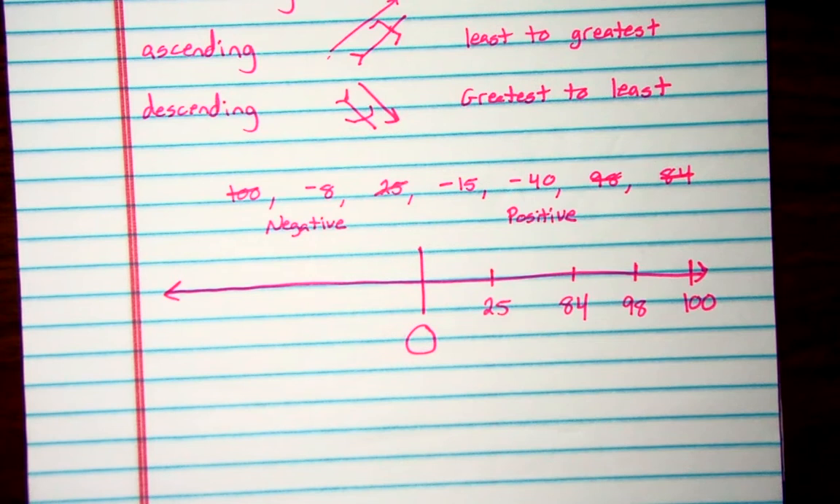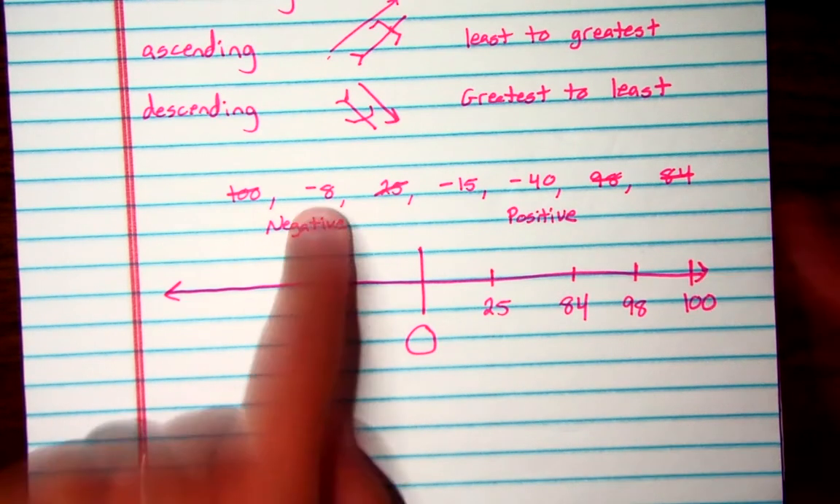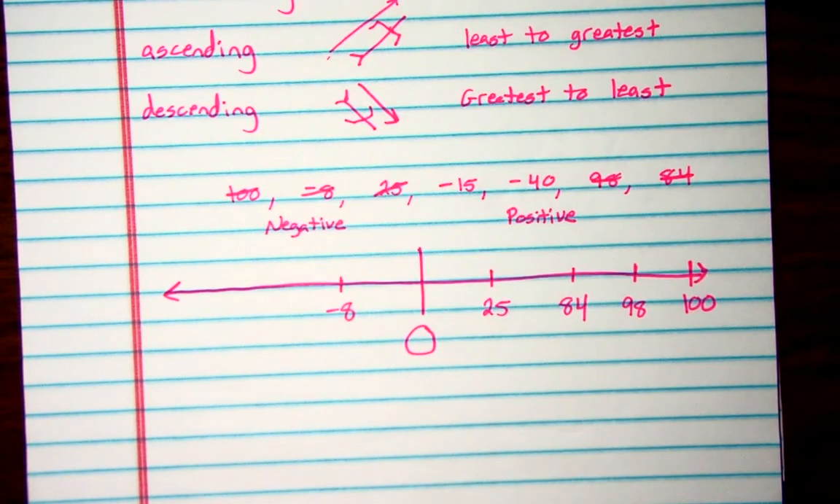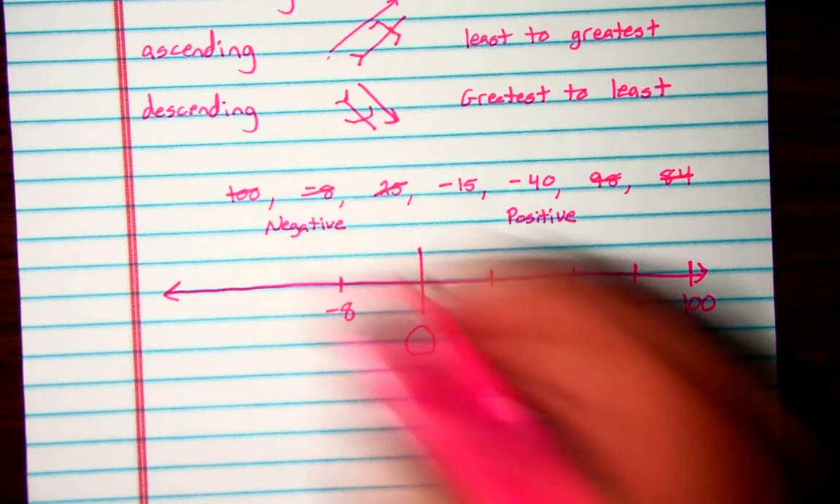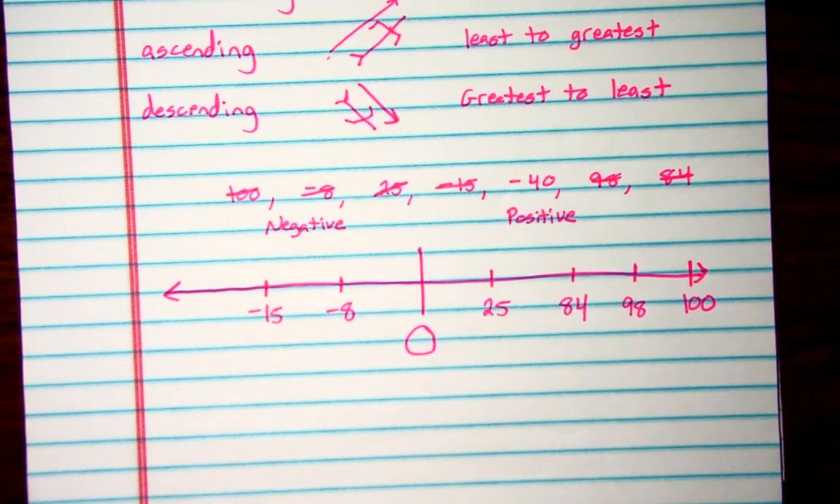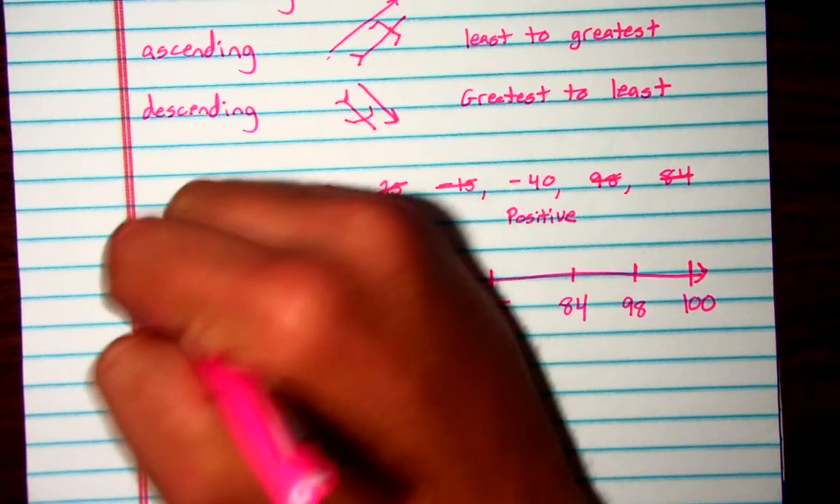But now look, I have no more positive numbers, right? Now all I have are my negatives. Which negative number is closest to 0? The negative number closest to 0 is -8. What's the next negative number closest to 0? It would be -15. And the last one would be -40.